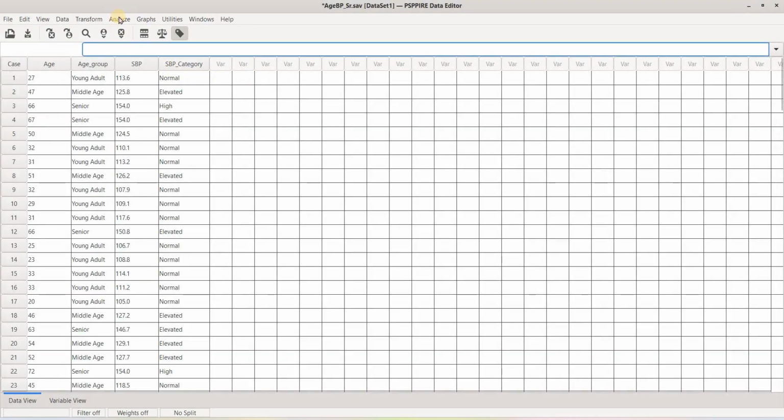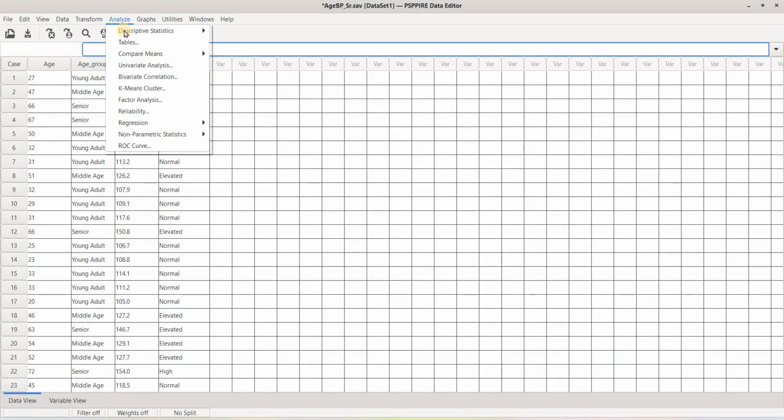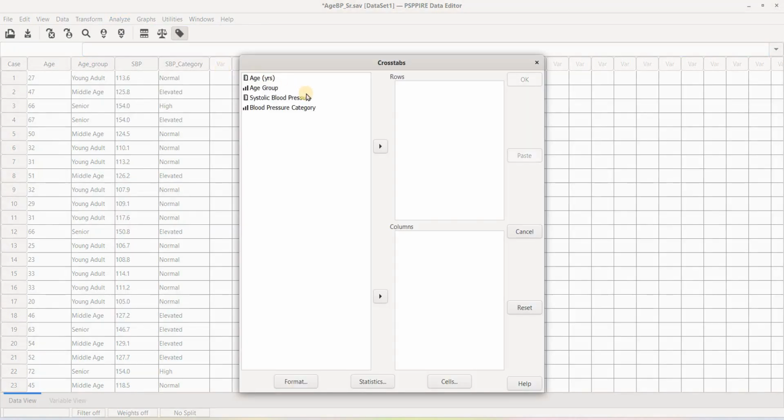Well, to do this, pay attention. You go to Analyze, you go to Descriptives. So you're not going to Non-Parametric, okay? No, not Non-Parametric. You're going to Descriptives. And then you're going to Cross Tabs. Yes, Cross Tabs. You wouldn't expect to find it there, but this is how you would find the statistic test that we're looking for.